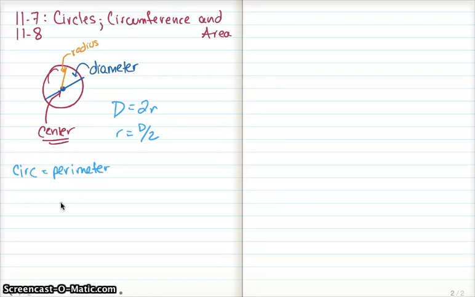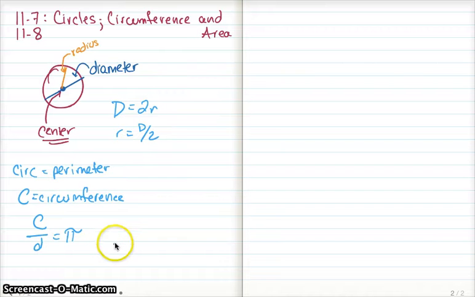Basically in every circle, the ratio of the circumference to the diameter is equal to 3.1415926, which you guys know is pi. So we could say that if C represents the circumference, C divided by the diameter is equal to pi.